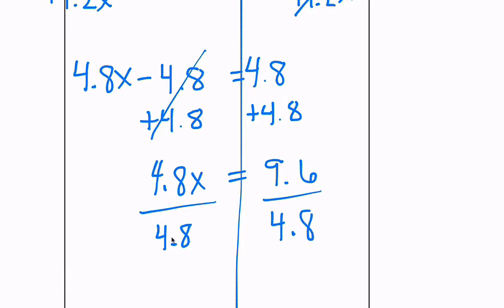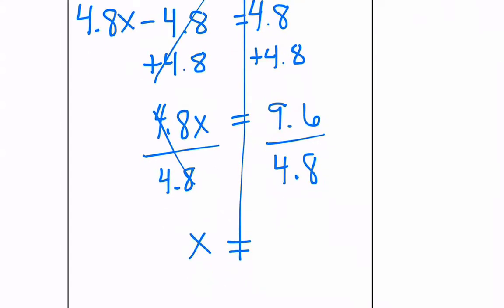This 4.8 cancels out that 4.8 on the bottom. So the only thing left is this x that will drop, equals. On that right-hand side, we have 9.6 divided by 4.8, which comes out to give us 2. All right, let's keep it going.